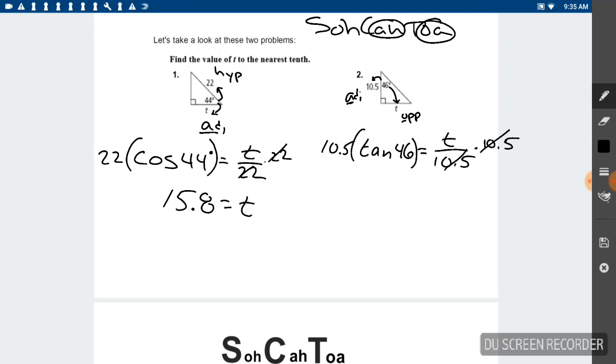Crosses out over here. In my calculator, 10.5 tan 46. T equals 10.9. Round to the nearest 10. All right, guys. So there are more examples of finding missing side lengths whenever you don't have 30/60/90s or 45/45/90s, or the Pythagorean theorem is rendered powerless.